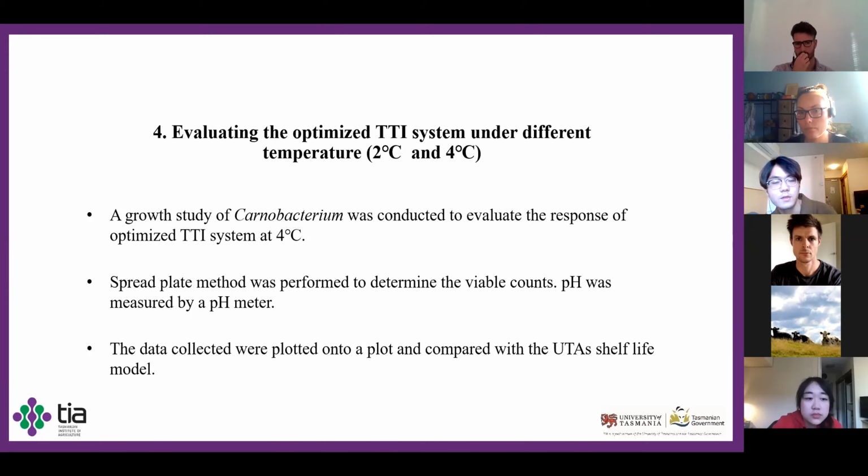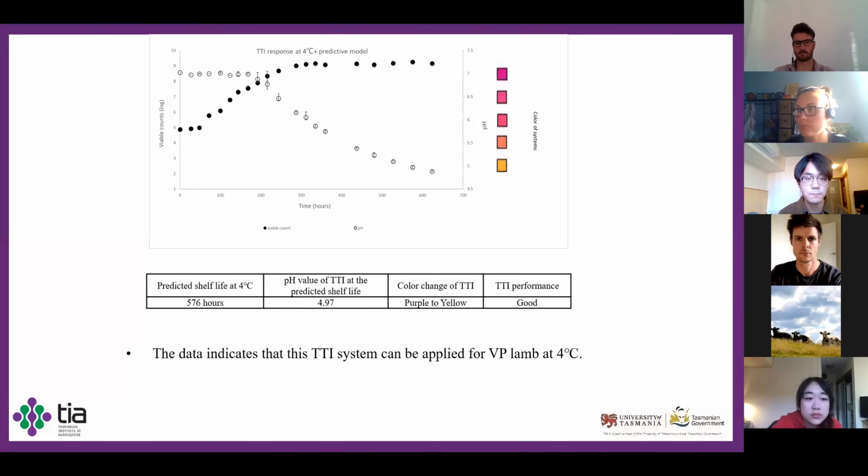In this part, we test the performance of this optimized TTI at both 2 degrees and 4 degrees. Because the experiment at 2 degrees is still ongoing, I will just show the 4 degree results here. This is a graph and a conclusion in the table.